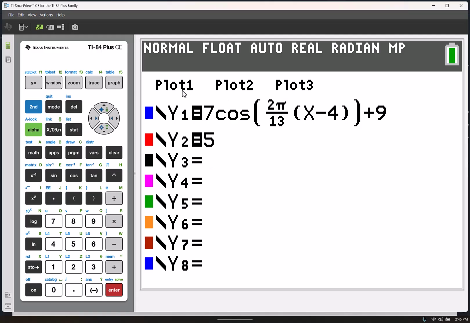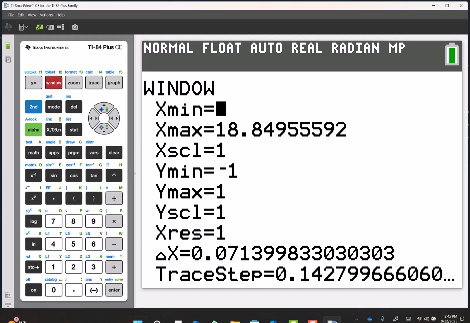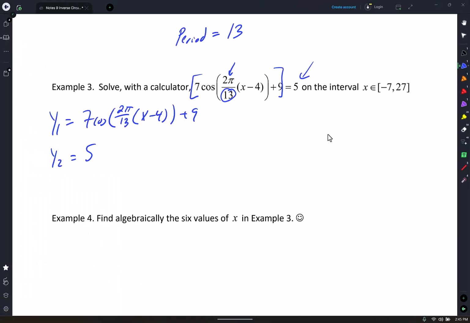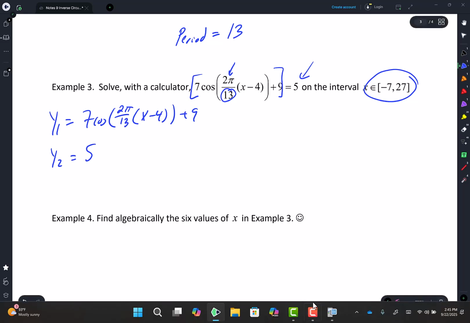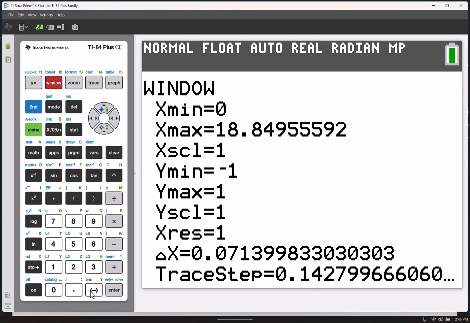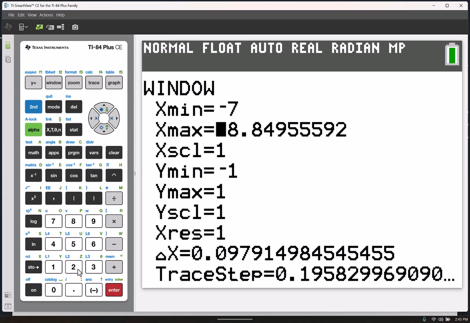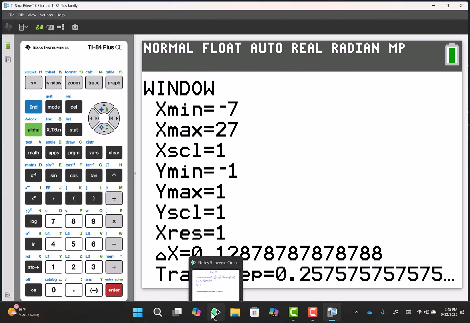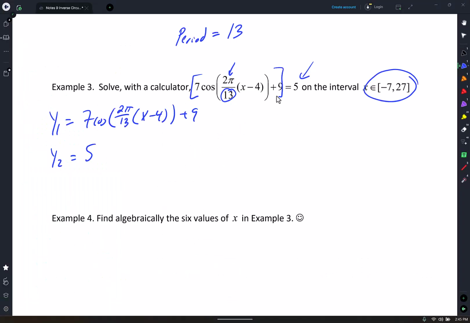Okay, good question. Window. Do you see how it says that it wants the answers between -7 and 27? So that's your x min and x max. So go x min, -7, x max, 27. Did everyone see how we did that? Okay. Y min. If I want to see the whole curve, hopefully by now we're good.